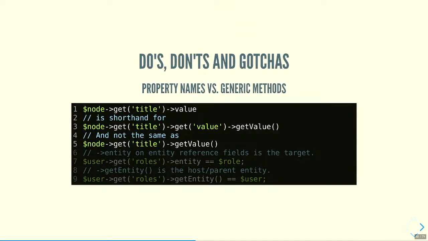Some special and weird things about the entity API. As mentioned, that value stuff. So you have the value property. That's the same as get with the argument value, and get value, because it's using magic get to get that property out. And as we saw before, get value the method is something very different.